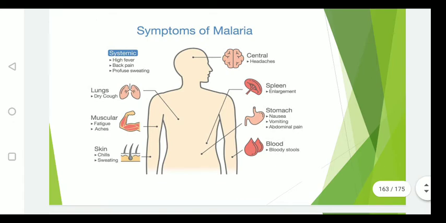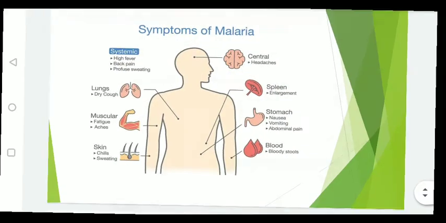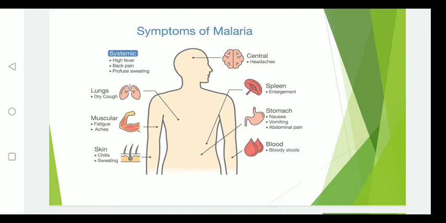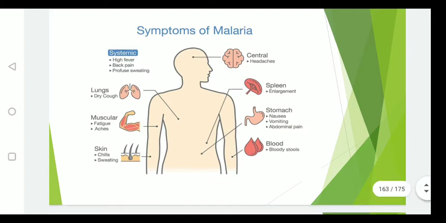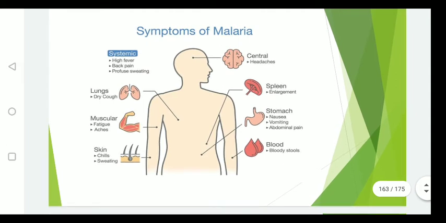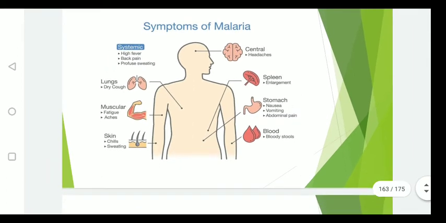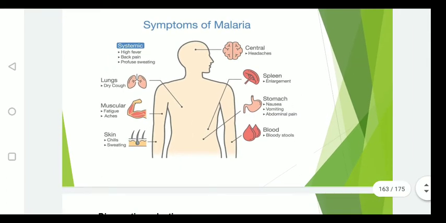Next one is symptoms of malaria. We'll see in the systemic way. First one is the central nervous area, so the person will get a headache. Then next one, spleen: splenic enlargement will be there. Then stomach: nausea, vomiting, abdominal pain will be there. In case of blood, there will be blood in the stool.